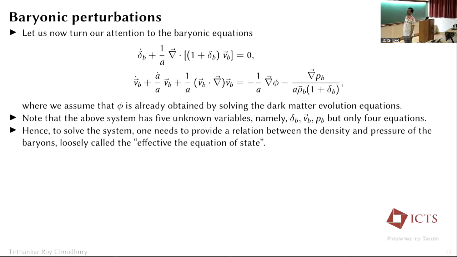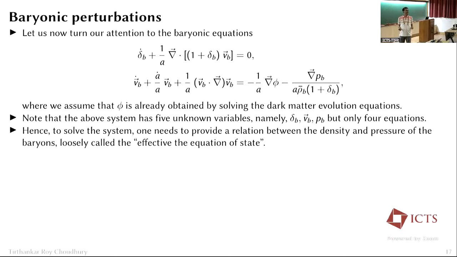So what we need is to provide a relation between density and pressure of the system, which is called the effective equation of state. So you have to supplement this set of equations by another equation. In dark matter, again, remember, since the pressure was not there, this requirement did not arise. This set of equations supplemented by the Poisson equation was sufficient to solve. And I showed you the solutions. Like I wrote an equation for delta, and one could go and solve. You will get the growing mode, decaying mode, everything.